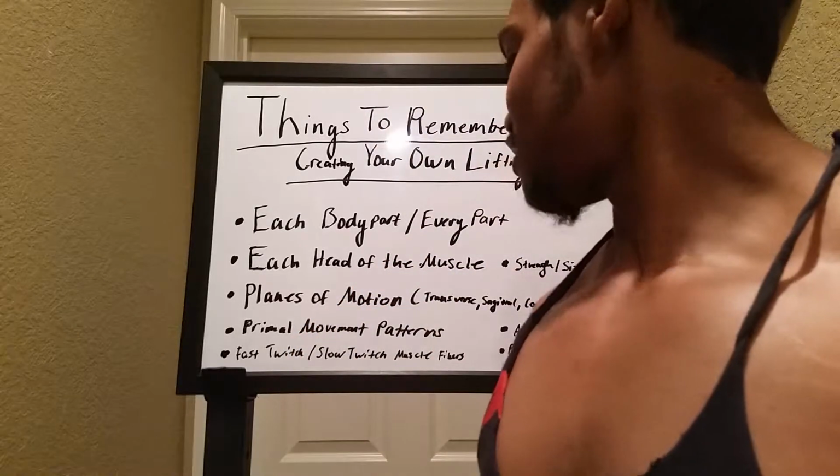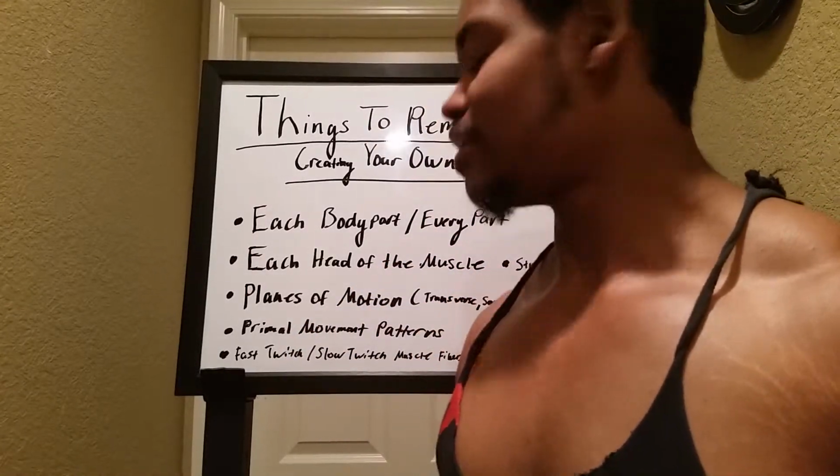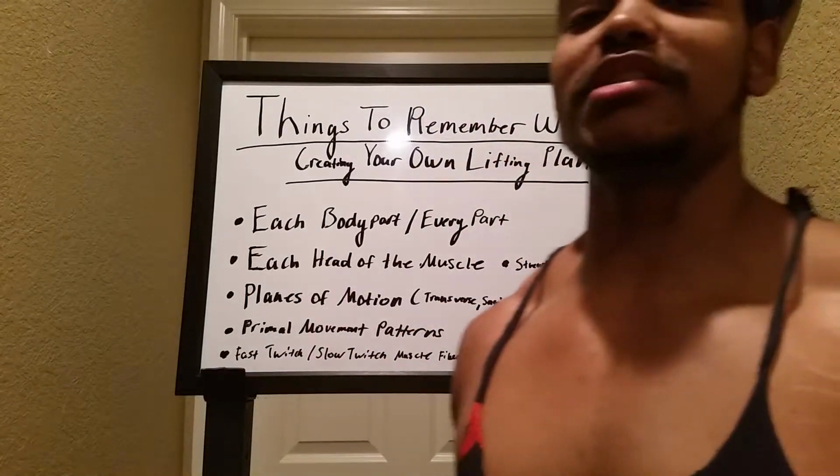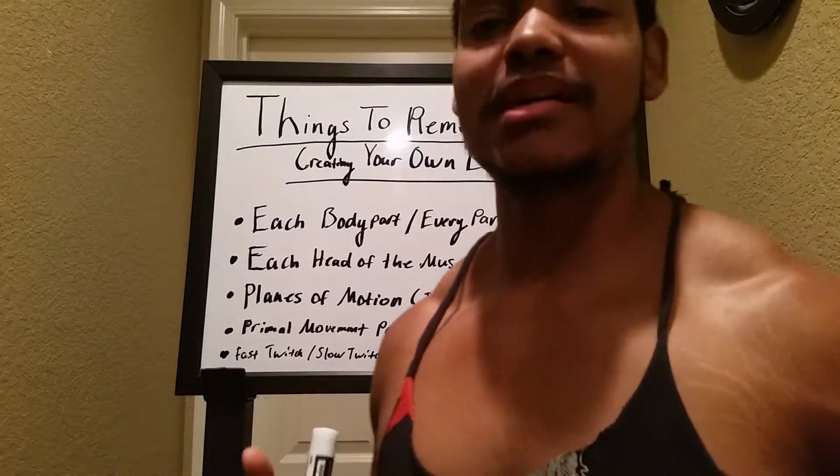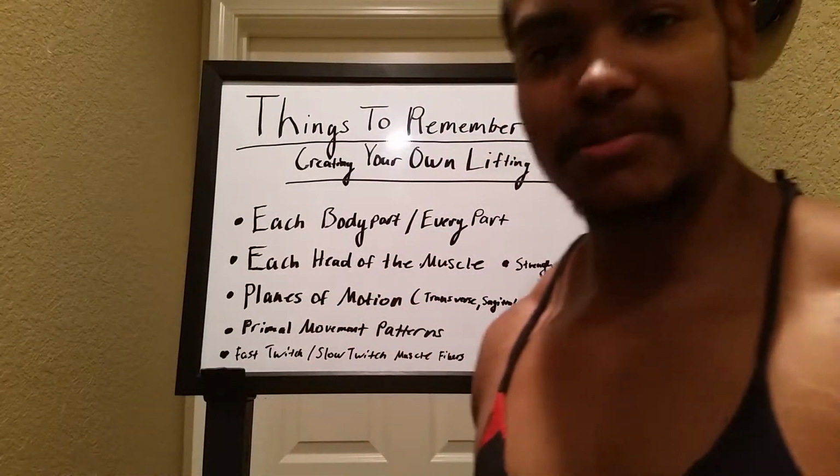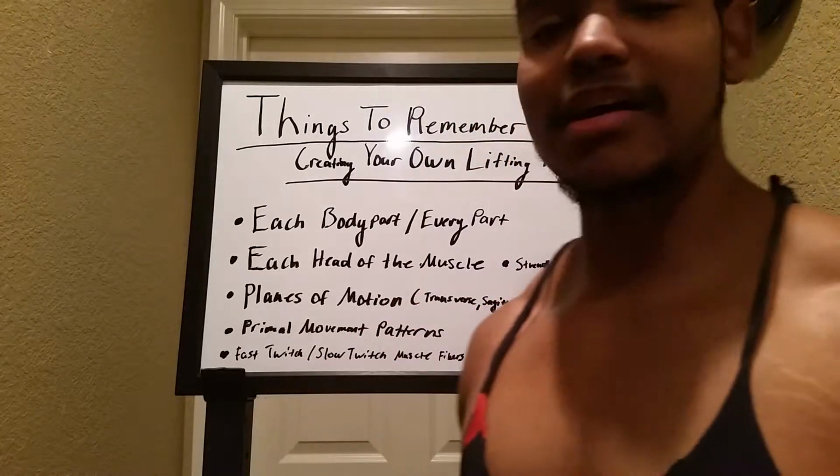So we're going to go a little bit deeper now. We're going to go to planes of motion, guys. There are three planes of motion: you have your transverse plane, your sagittal plane, and your coronal plane. And these are all things to remember in your training to keep you functioning. I always use this example, guys. You don't want to be always moving in one plane. Basically what I mean is you want your body to be totally functional.